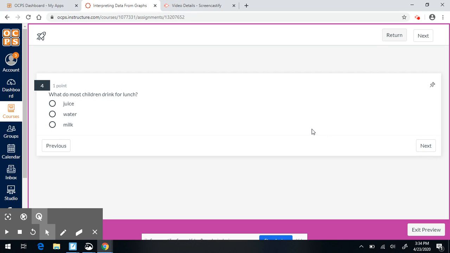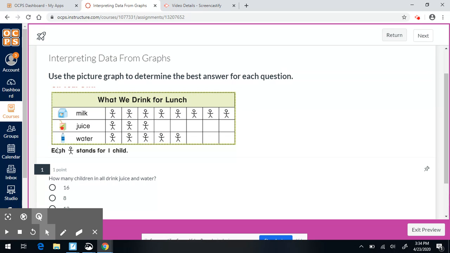Next question for number 4. What do most children drink for lunch? Juice, water, or milk? So you want the most popular one, the one that had the most people answer that they wanted it. Was that milk, juice, or water?